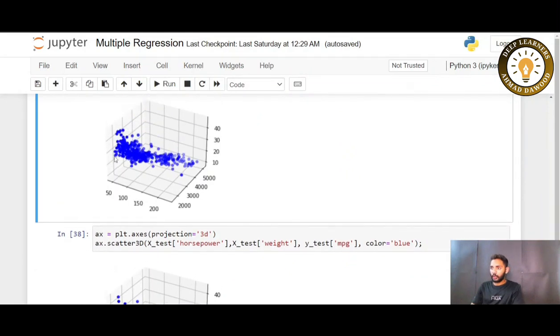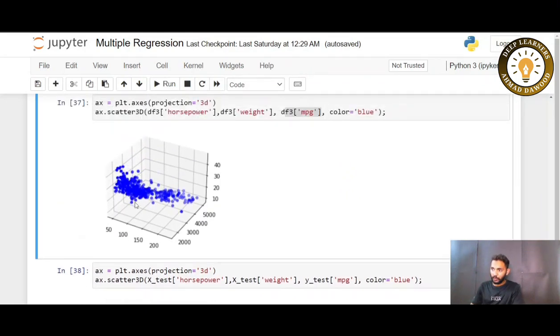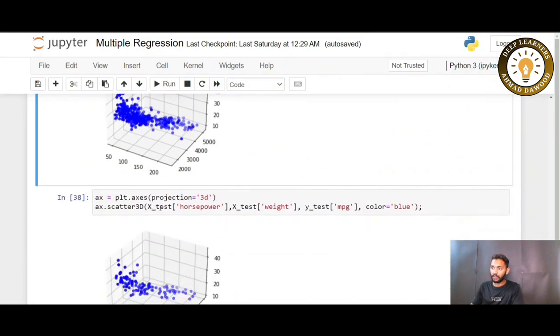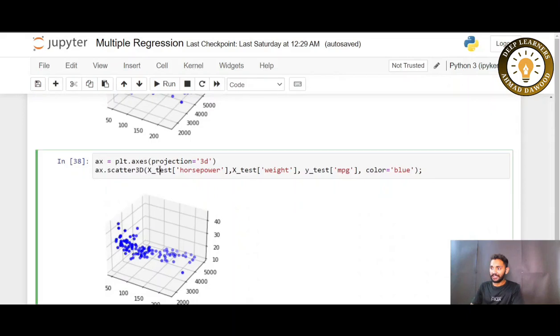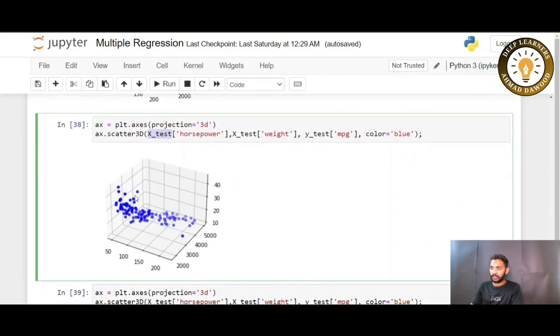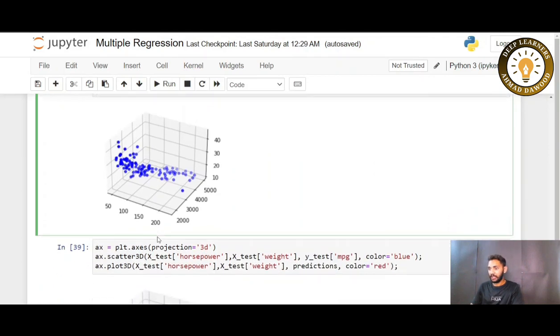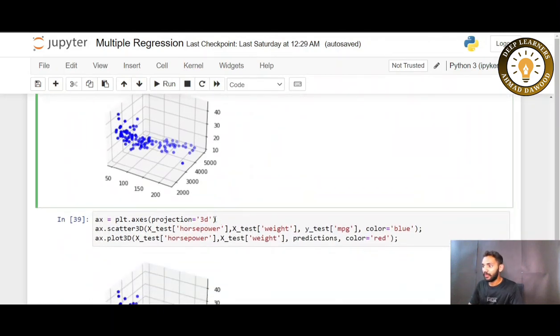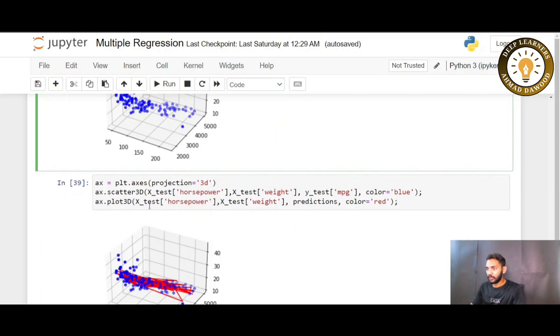There are a lot of data points; I have plotted the whole 400 data points. If you plot the graph for just the testing data set, you can see there will be 118 data points here. So now when we plot our graph, I will use the predictions plot 3D function here.